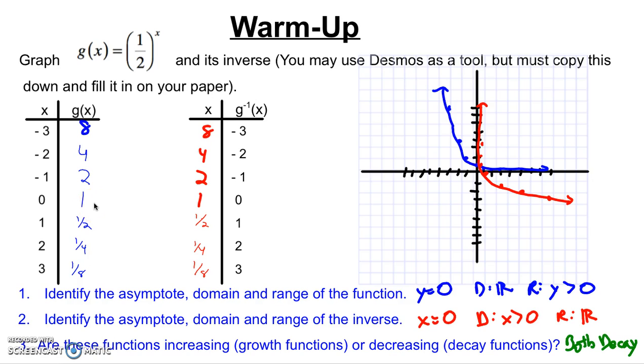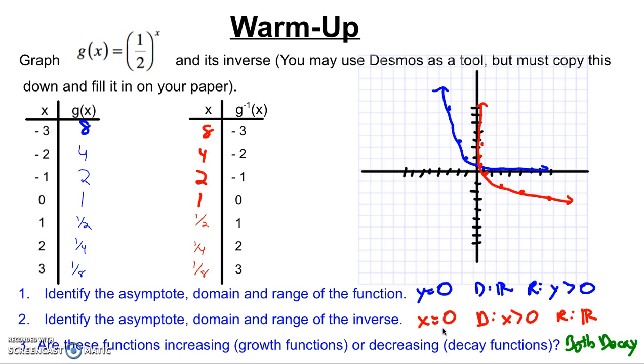I asked you to look at the asymptotes, domain, and range for the function and its inverse. And if you remember, exponential functions all have an asymptote. So in the case of the original, our asymptote is the horizontal line y equals 0. Because this is a reflection over the line y equals x, the new asymptote is the line x equals 0 for the red, the inverse function.